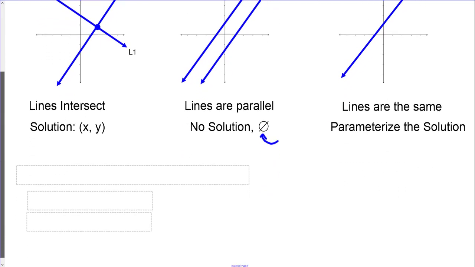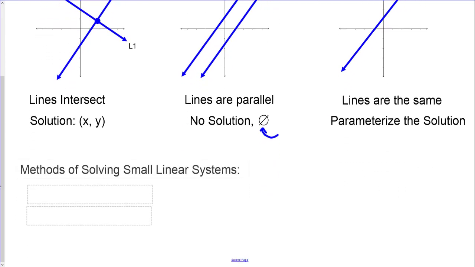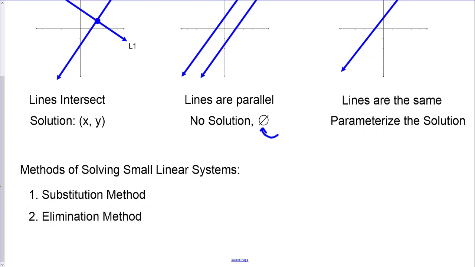In order to solve systems of equations, we have two methods that are generally used most often with small linear systems. First is the substitution method, and second is the elimination method. Let's look at both of these methods.